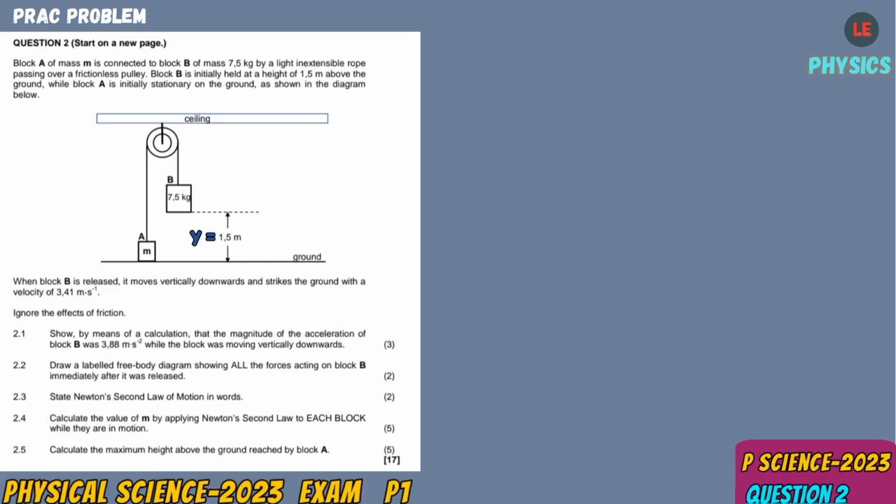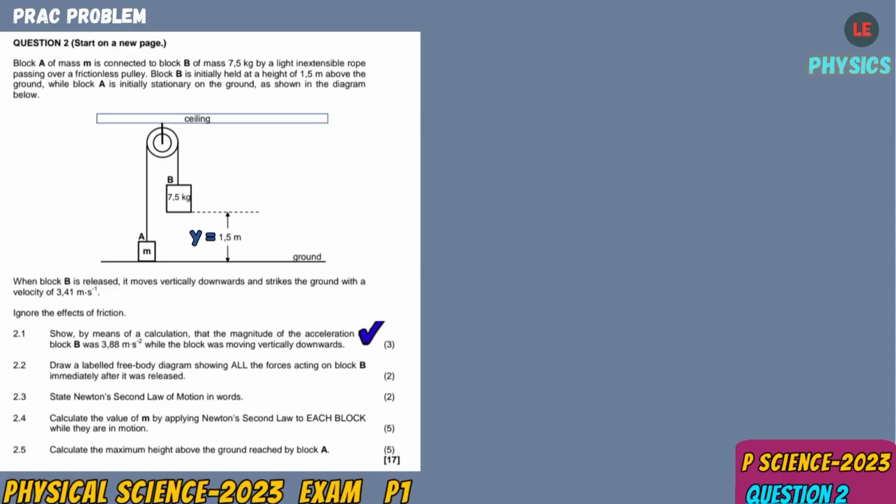Since it was initially stationary, that means initial velocity is 0, and this 3.41 meters per second is final velocity if you're going to refer it from rest to motion. But if you're going to refer it from motion to the ground, this 3.41 can be initial velocity and final velocity can be at the ground where it is 0. Then the instruction is, you must show by means of calculations that the acceleration of block B is 3.88 meters per second squared. This block B is 7.5 kg in mass, where this one, its mass is unknown yet.